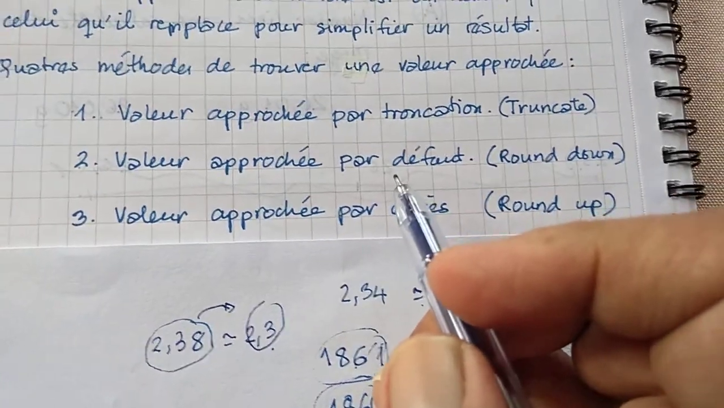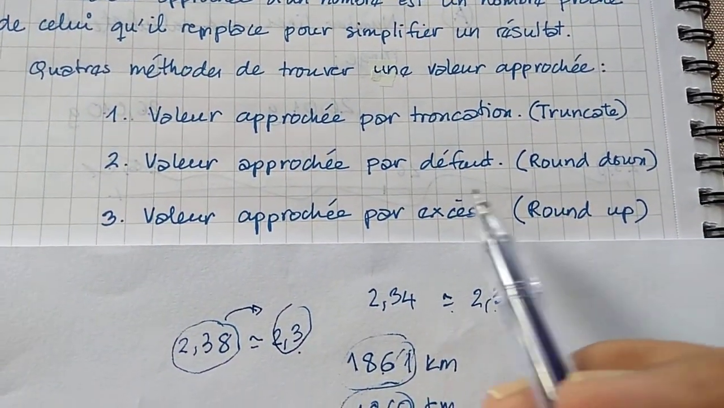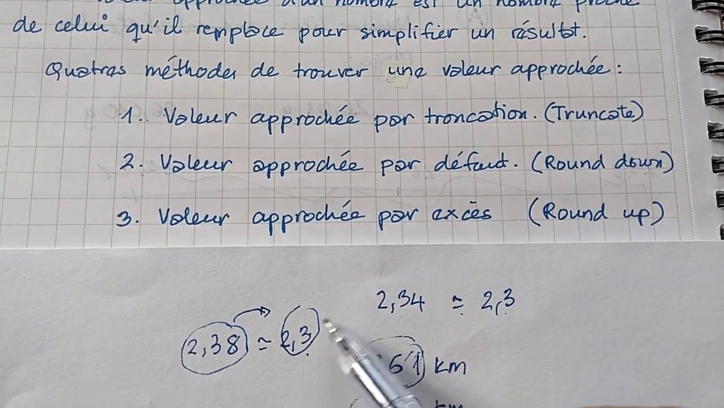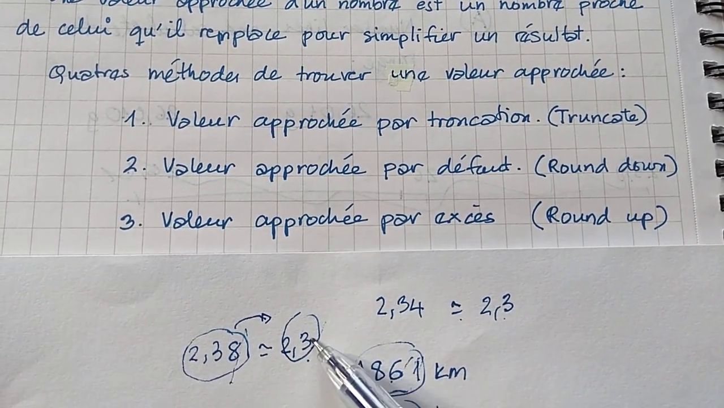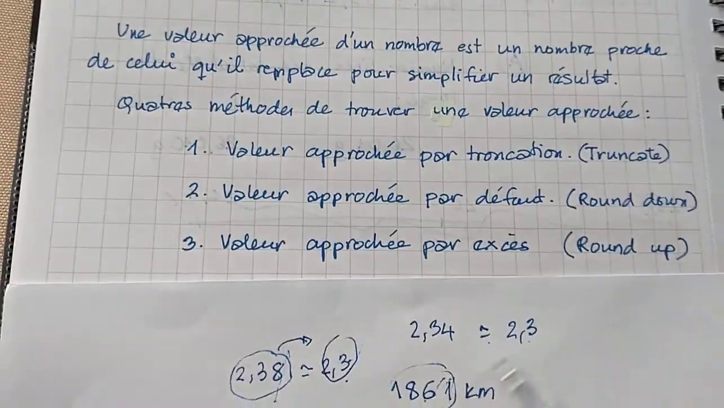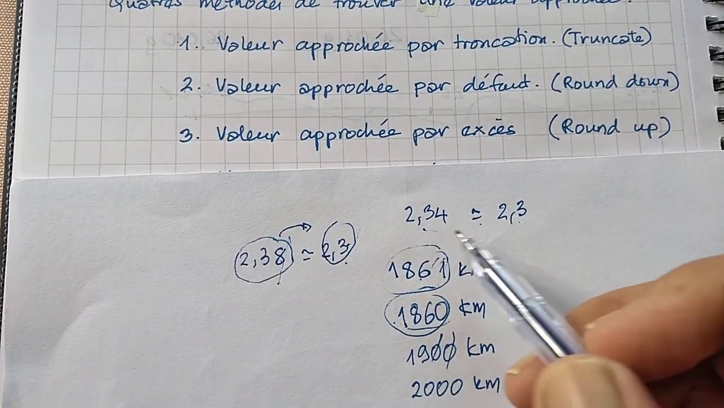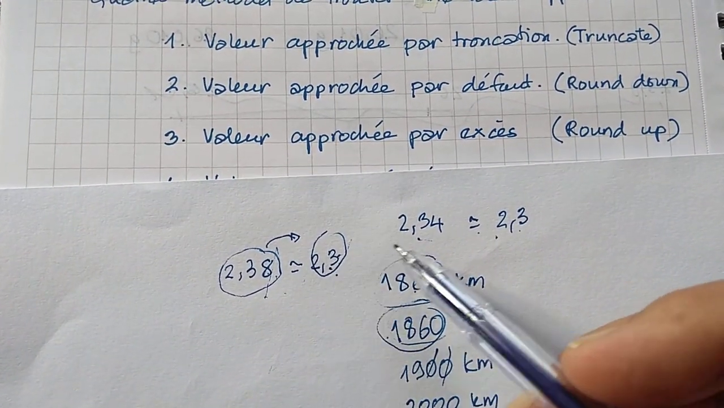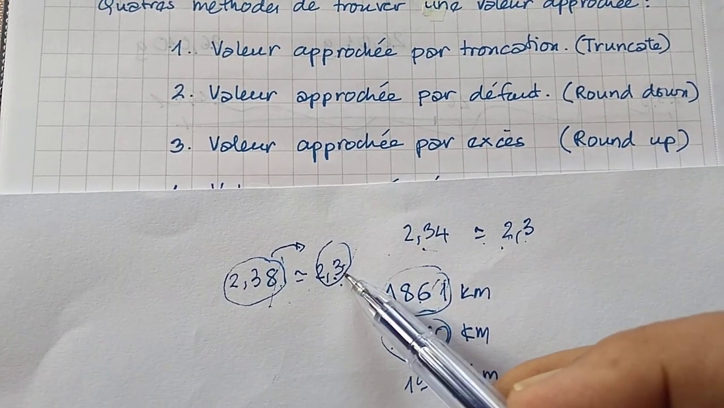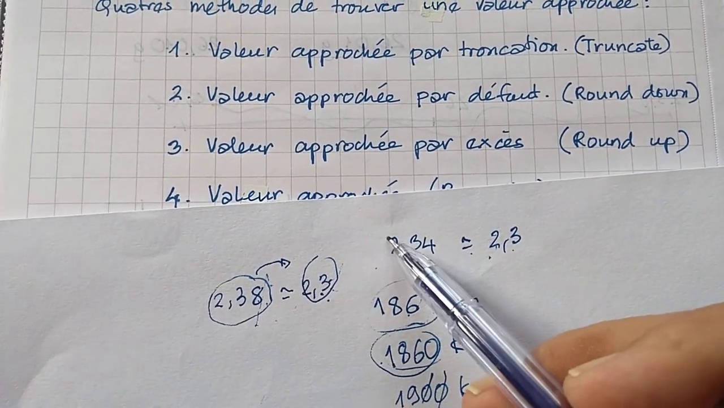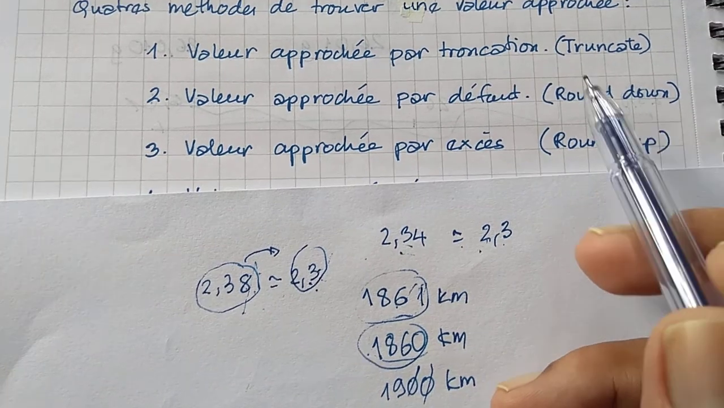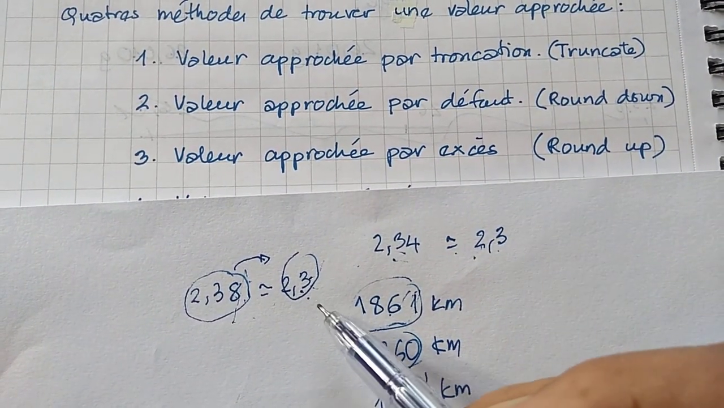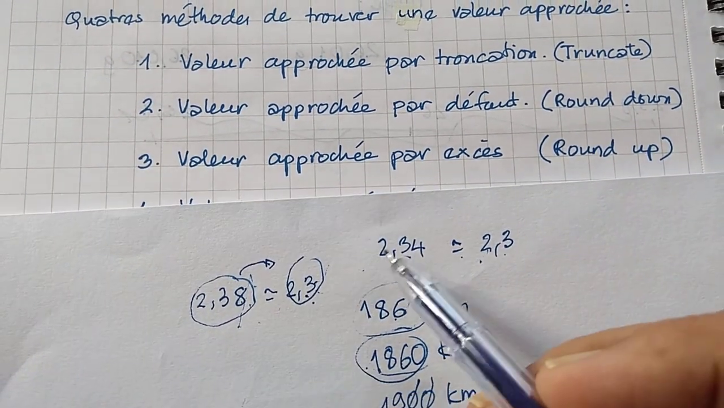That is known as rounding down. In fact, in this case, rounding down is the same as truncate, because if you remove this digit, you will get 2.3. So if you round down 2.34, you will get 2.3. If you round down 2.38, you will also get 2.3, because 2.3 is an approximation of both these numbers when we are rounding down or truncating. In this case, both of these operations will give us the same result for both of these numbers.